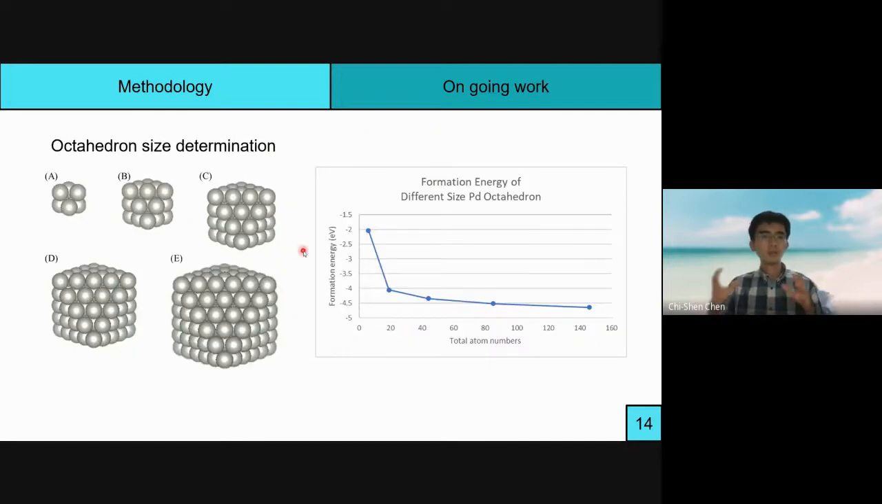Also, we build many sizes of octahedrons and calculate their formation energies. We find that as our atom numbers get larger, the formation energies get lower. Considering the precision and the simulation resources in our lab, we determined to choose the 146 platinum octahedron models as our preliminary models in the following simulation.